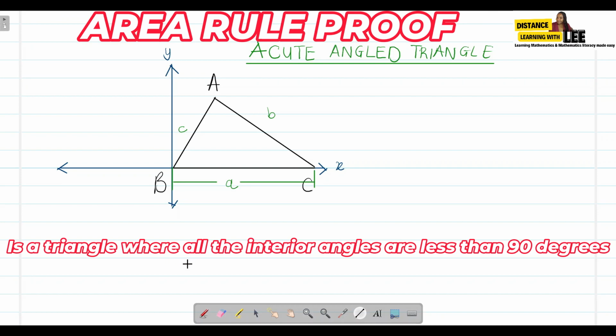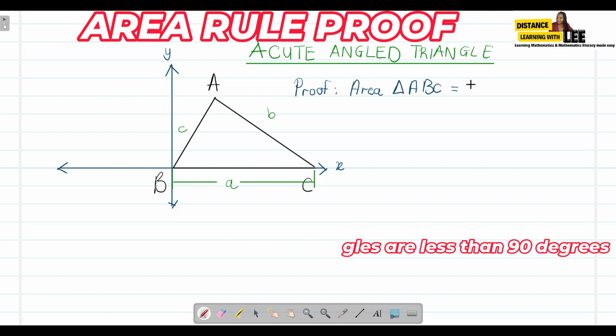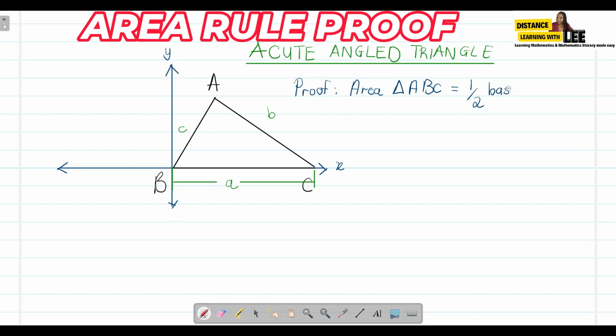So how do we start off this proof? We already know that to calculate the area of a triangle, it is half the base multiplied by the perpendicular height. However, in this case, we do not have a perpendicular height. So we're going to draw a construction line from our angle A going all the way to our side BC, and that is now our perpendicular height. We're going to put that point there as D.